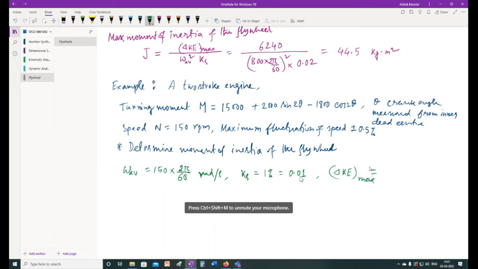According to the definition, this maximum fluctuation of kinetic energy is what? If you remember, this is the integral from theta 1 to theta 2 of M minus MR. For smooth operation, MR is equal to M average, right? Otherwise the speed will increase or decrease. Whatever is given to us is this. So the difference times d theta gives you the maximum fluctuation of kinetic energy.